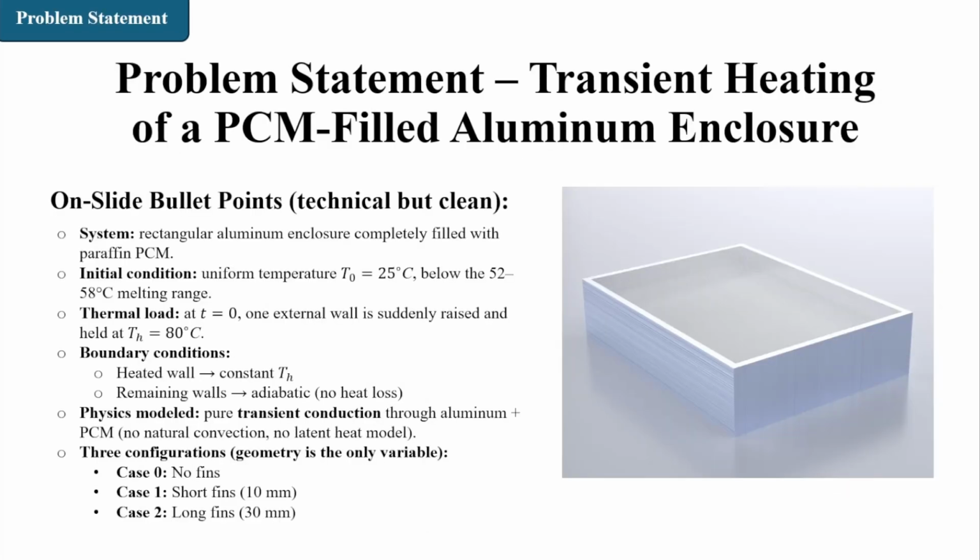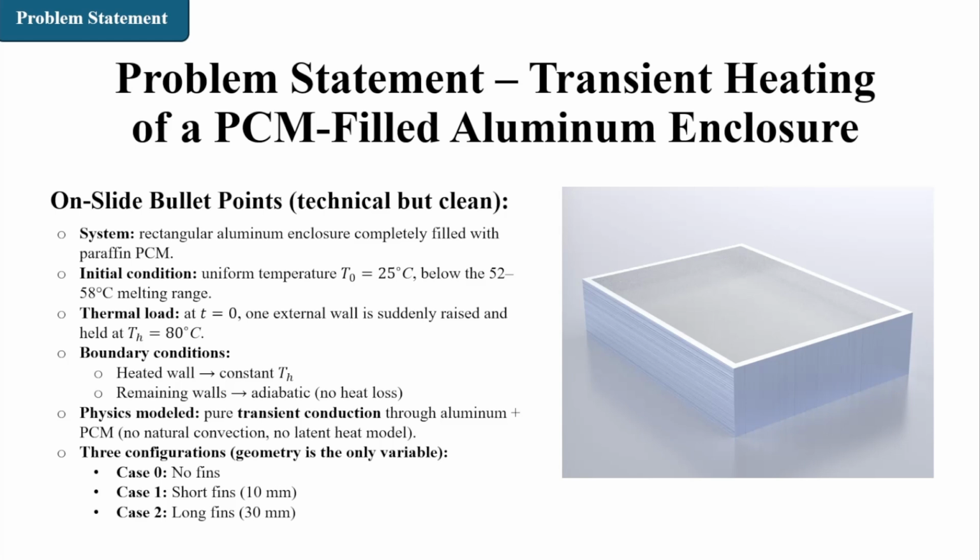As a problem statement, I model a sealed aluminum enclosure filled entirely with paraffin wax, starting at 25 degrees Celsius. At time zero, one external wall is stepped to 80 degrees Celsius and held there. Everything else is isolated, so heat only enters from one side. The physics is intentionally simplified to conduction only, no convection and no phase change model. That way, the influence of geometry isn't masked by extra phenomena.